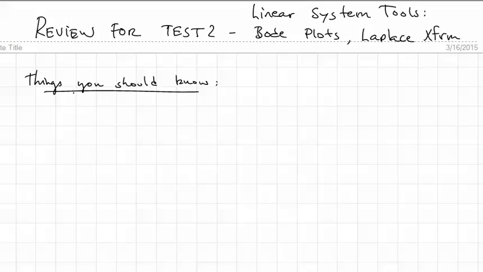Okay, so let's talk about having a transfer function. You should be able to do things like draw a pole zero plot. You should be able to determine the initial and final values.